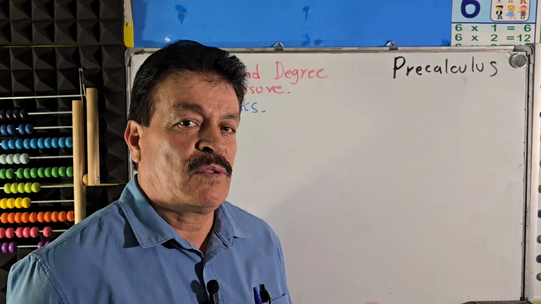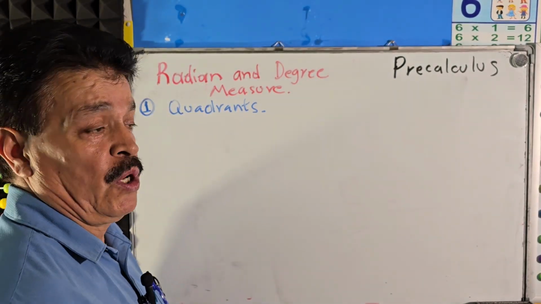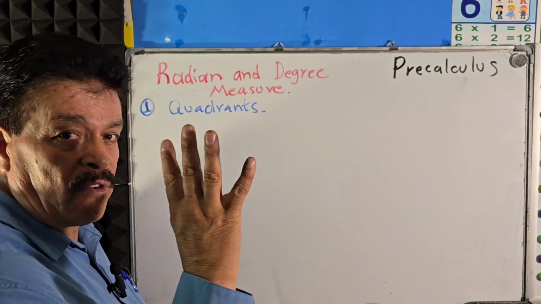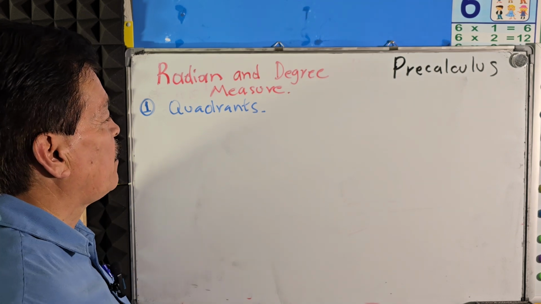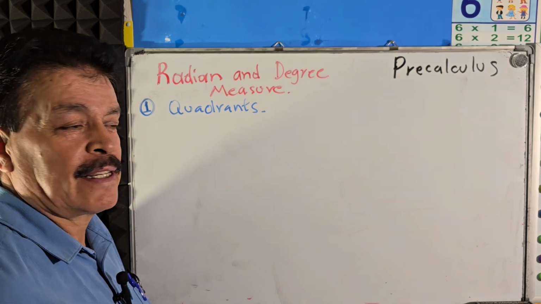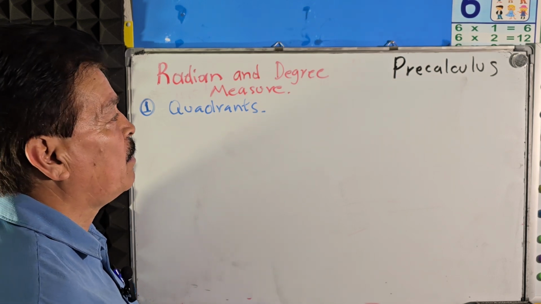Precalculus class, welcome. Today I will teach you radian and degree measure. I will divide my class into 4 sections. The first section is about quadrants. What do I mean by quadrants? This is sometimes confused when we work.